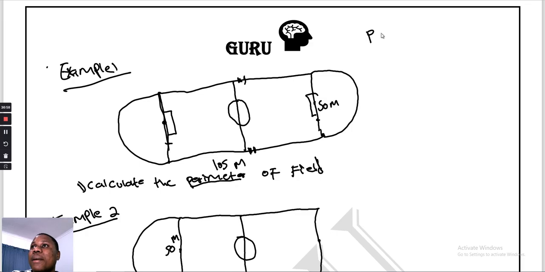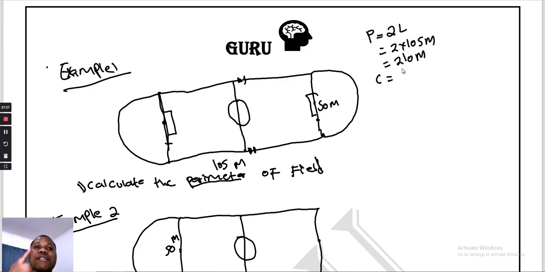Okay, so for the perimeter now, we're going to consider two lengths, which is equal to 2 multiplied by 105 meters, which is equal to 210 meters. Okay, then we'll calculate what? The circumference. But on the circumference now, we are given two semicircles.